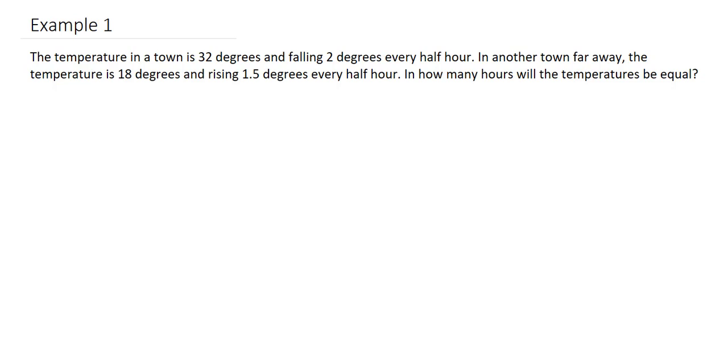We have the temperature in a town is 32 degrees and falling 2 degrees every half hour. So we're going to need a variable, and it's going to be in regards to the hour. So it's either an h, or we can put it as an x for a variable, but we know we need to have a variable. So we write this out. We have 32 degrees, and then it's falling 2 degrees every half hour. So we're going to go minus 2, and let's just use h for the half hour.